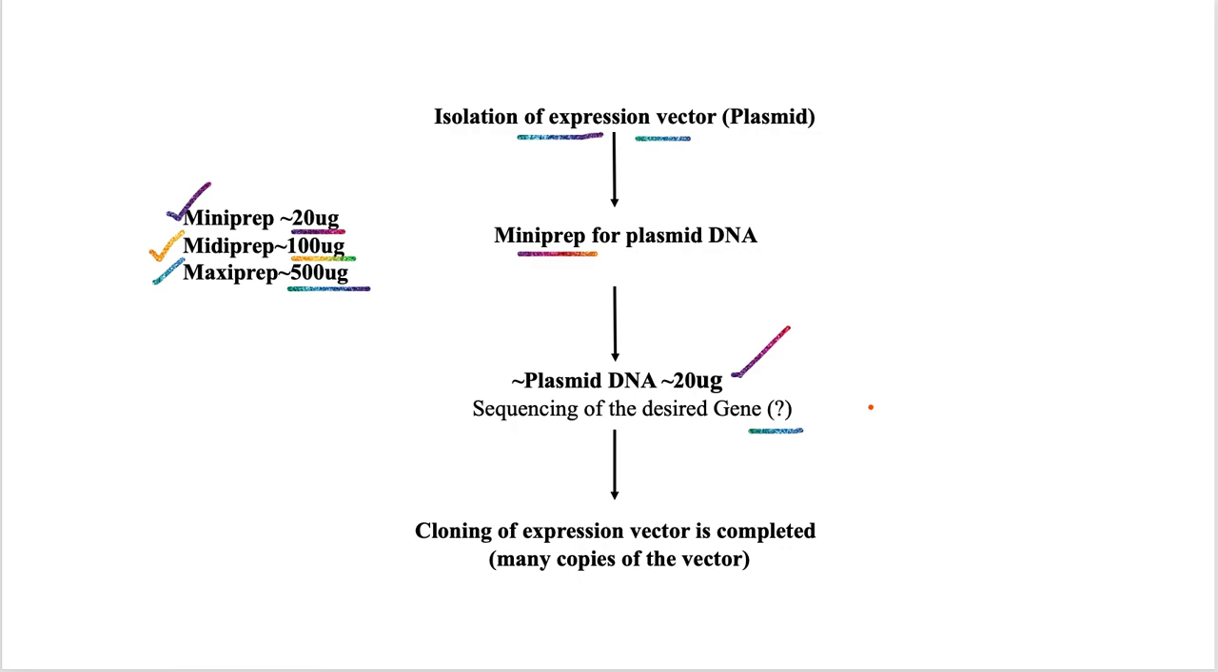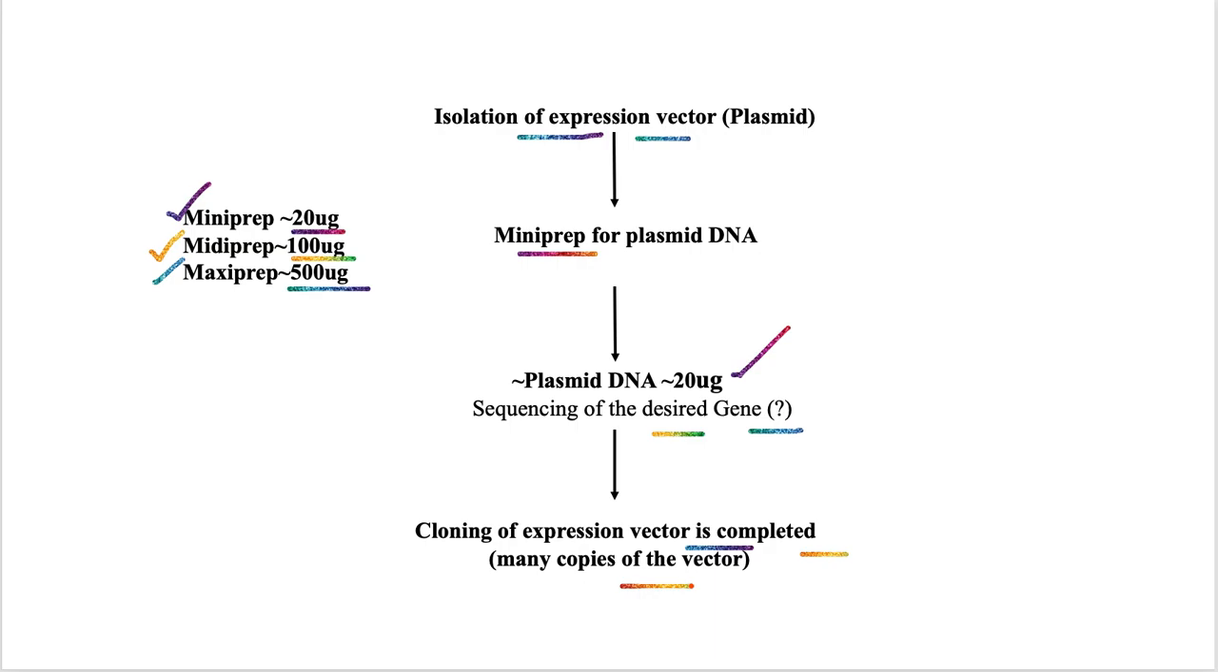So if we have a new expression vector, then it is always recommended that we do the sequencing of our gene of interest in that new expression vector, just to make sure that the sequence of our gene during this transfer from one vector to another vector is not disturbed. And once we make sure that the sequence of our gene of interest is not disturbed, it is perfectly fine, that means that we have cloned the expression vector, and now we have many copies of our expression vector.